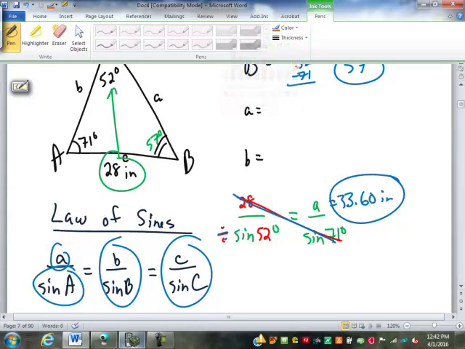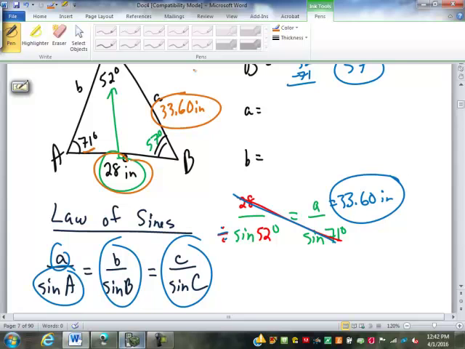So we found side A to be 33.60 inches. Now I'm going to stop here. Does that make sense? Does 33 make sense? Well, yeah. 28 was across from 52. The 71 degree angle should have a larger side across from it. So 33.6 makes sense. If that'd come out to be smaller, it wouldn't make any sense, would it?